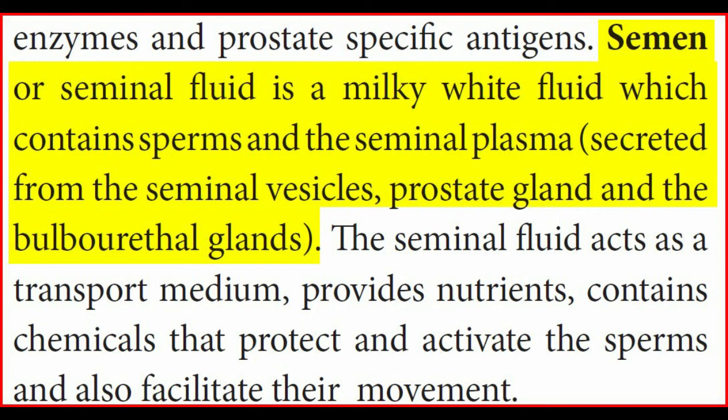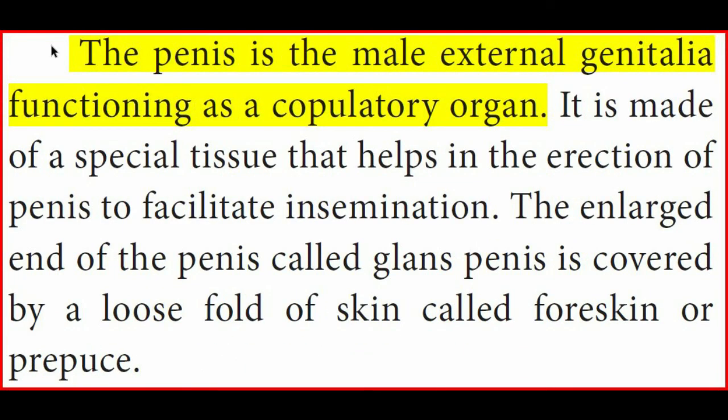Next, the last one, the penis. That is the external genitalia. The penis is the male external genitalia functioning as a copulatory organ. The enlarged end of the penis is called the glans penis. It is covered by a loose fold of skin called the foreskin or prepuce.